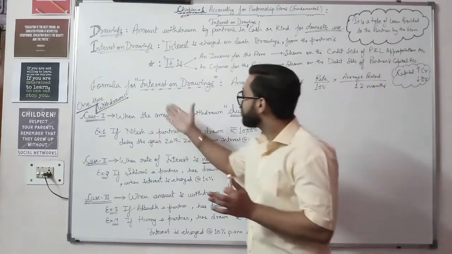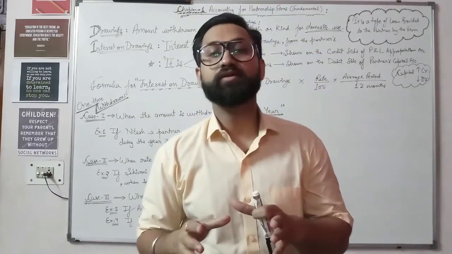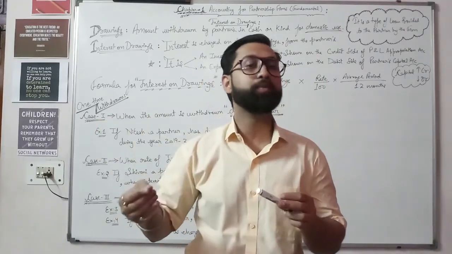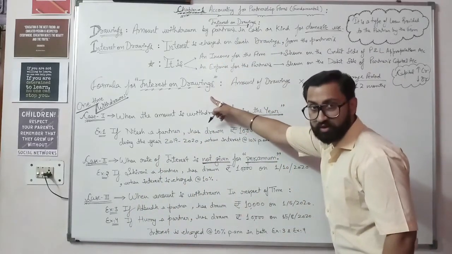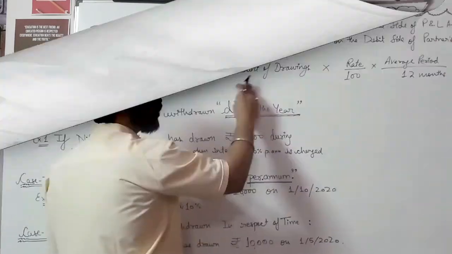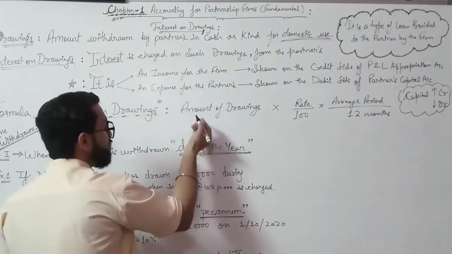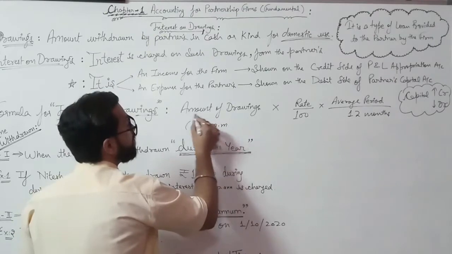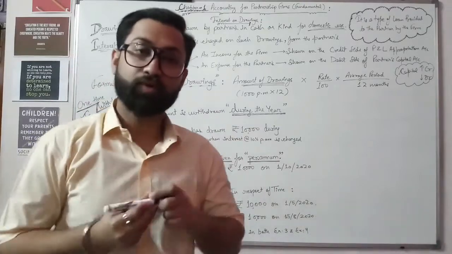Now, the formula for interest on drawings. For any type of interest, the formula is simple: amount into rate upon 100 into average period upon 12. In this case the amount is drawings. Therefore, total amount of drawings into rate upon 100 into average period upon 12. Now, if a person withdraws 1000 per month, then the total amount of drawings would be into 12, that is for 12 months.